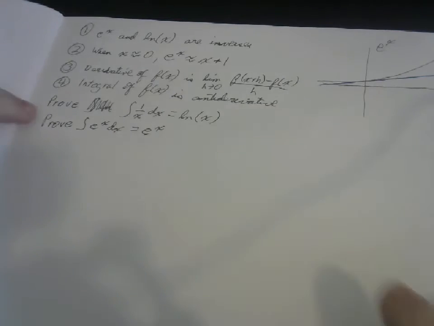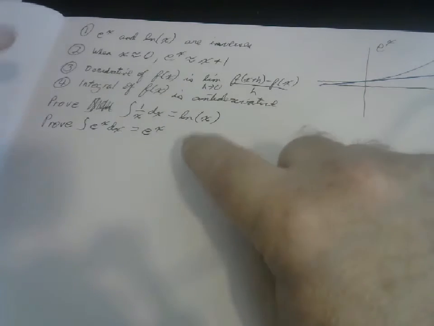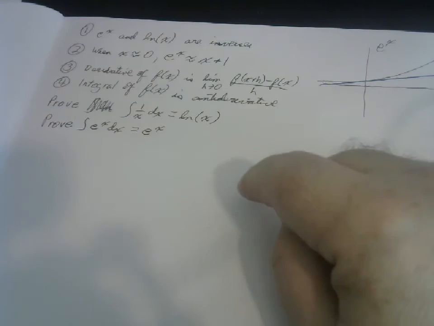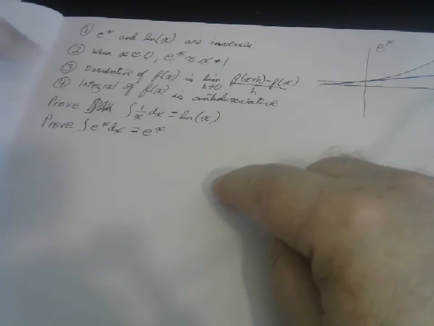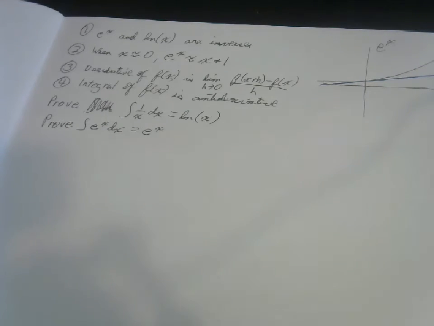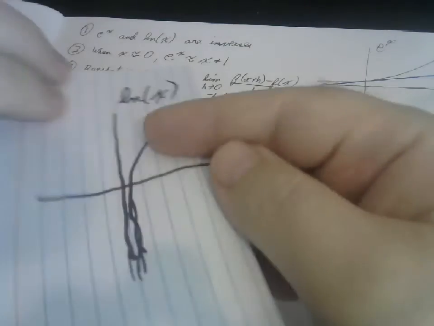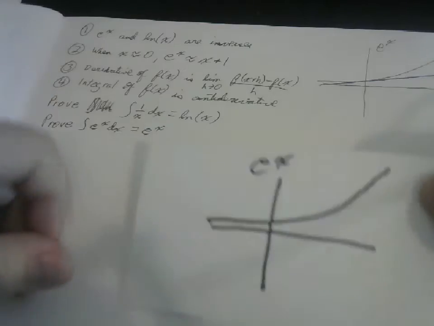In this video, I'm planning to prove that the integral of 1 over x dx is equal to the natural log of x, and prove that the integral of e to the x dx is equal to itself. And in order to do that, I'm going to start out by noting that e to the x and natural log of x are inverses.